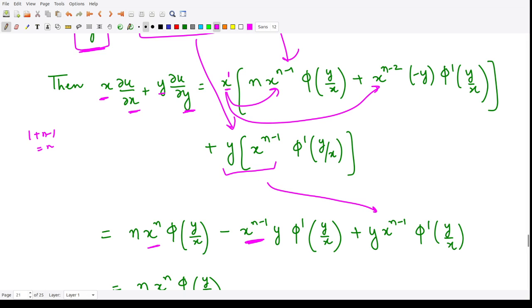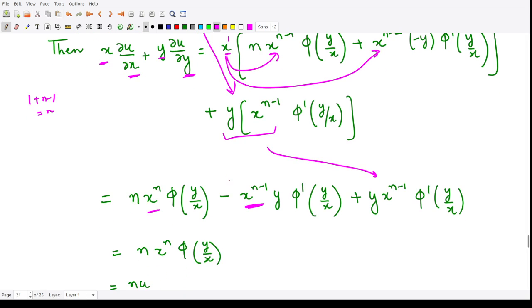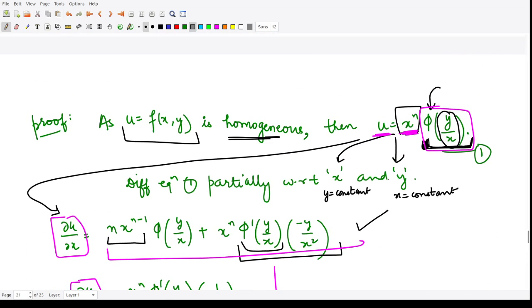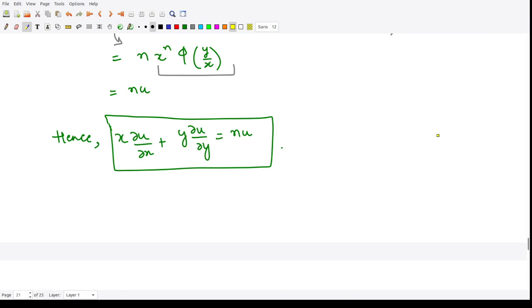We just simplify this, and you see this term cancels with this one, so we are only left with this first quantity. And what is this? In the very starting we assumed that our function u was homogeneous, so this was nothing but u. As this is u, we can write this to be n into u. So this is what we were required to prove here.